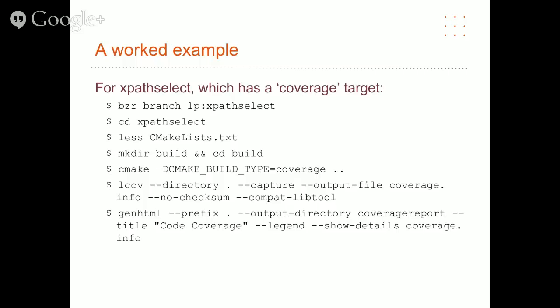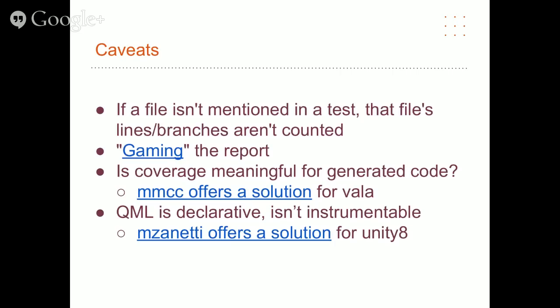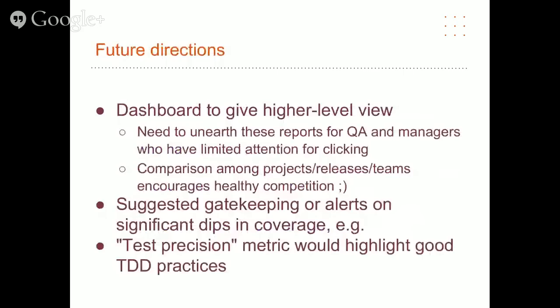And so I'm offering a solution here that Mike McCracken has worked through. Finally, most importantly for the phone image, QML is declarative. It isn't instrumentable. And so Michael Zanetti has worked up something for Unity 8 that enables something similar. Last slide, future directions. So we'd like to make a dashboard that will give a higher level view. It takes a lot of clicking in Jenkins to actually get the info that you need. We need to unearth these reports because we actually have limited time to serve all the quality needs.